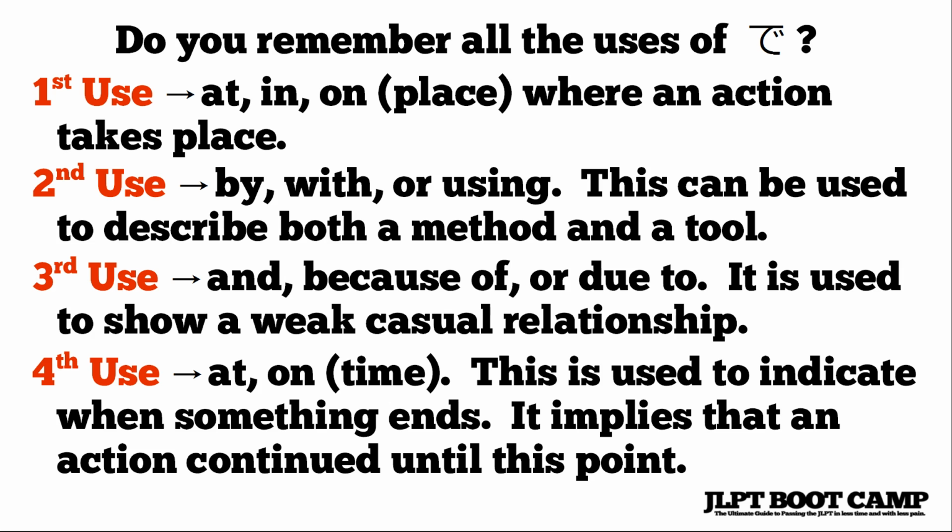Second use, by, with, or using. This can be used to describe both a method and a tool. Third use, and because of or due to. This is used to show a weak causal relationship between two things. It can also be used to connect na adjectives together in a sentence. In the fourth use, at, on, time, this is used to indicate when something ends. It implies that an action continued until this point. So you're changing the state of whatever the subject is. All right, that's it. That's the four uses. Go out there and make use of de today.